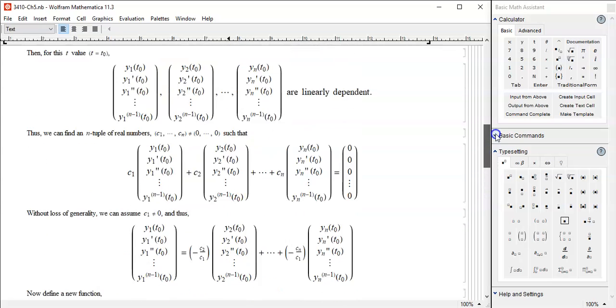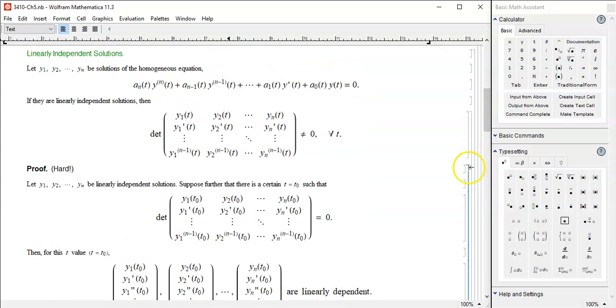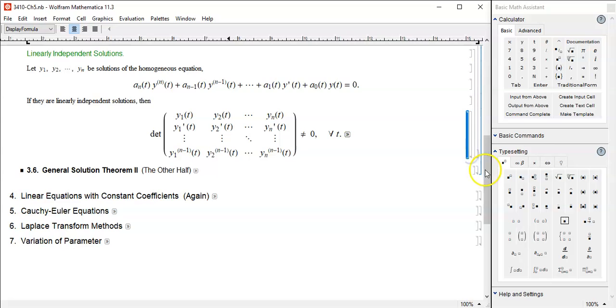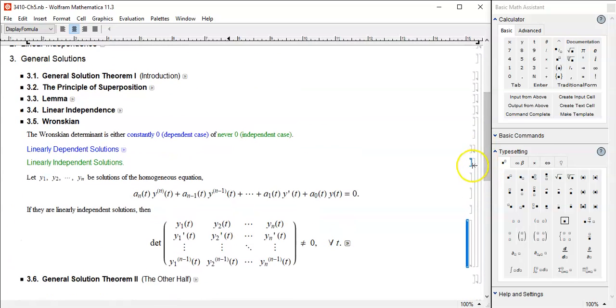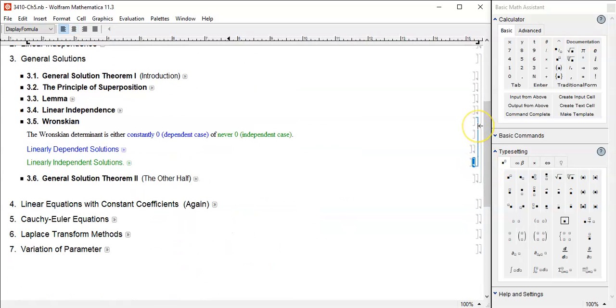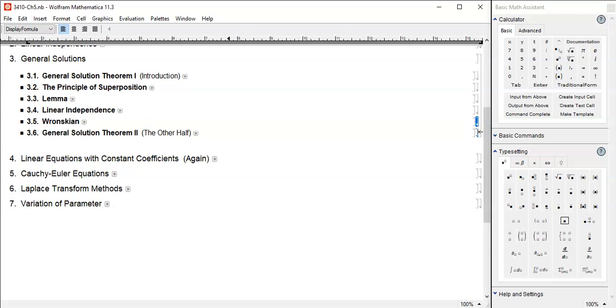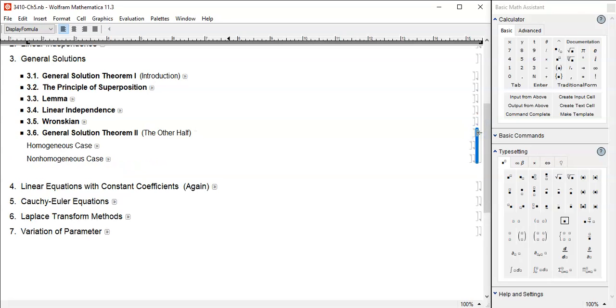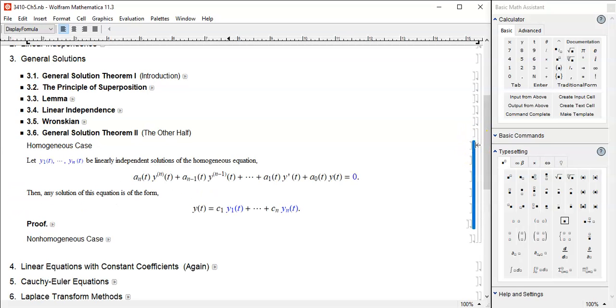I don't know whether you could follow all this. It was a really difficult proof, but we got it done. In the end, what did you get? The Wronskian is either constantly 0, the linearly dependent case, or never 0, the linearly independent case. Are we ready for the final proof of this general solution theorem?